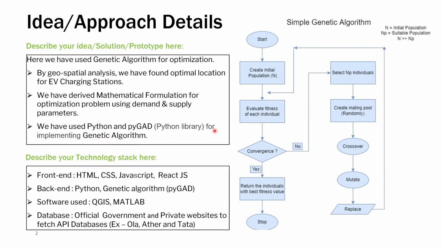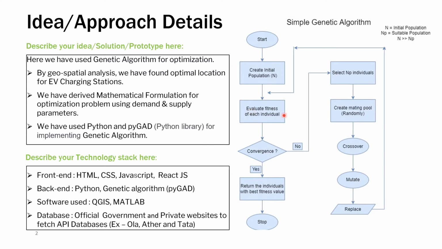Now let me explain the genetic algorithm. It is a simple genetic algorithm where n is the initial population. Let me explain the first n. The initial population is the number of location points which can be a potential charging station in the future. So n is the initial population. Now let us start here. We create the initial population using QGIS and our data, so we can have many points, which is known as the initial population.